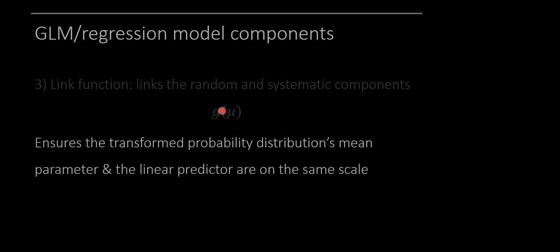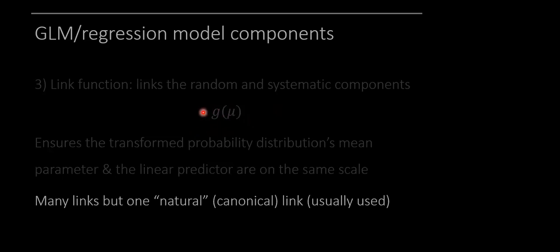So this function ensures that the transformed probability distribution, the probability distribution that you've chosen, ensures that the mean parameter and the linear predictor are on the same scale. There are lots of different possible links, but for each probability distribution there is one natural or canonical link that's usually used, and in the examples I use, we're just going to stick with those.